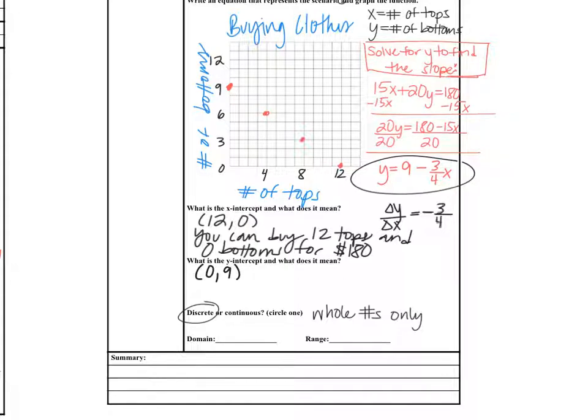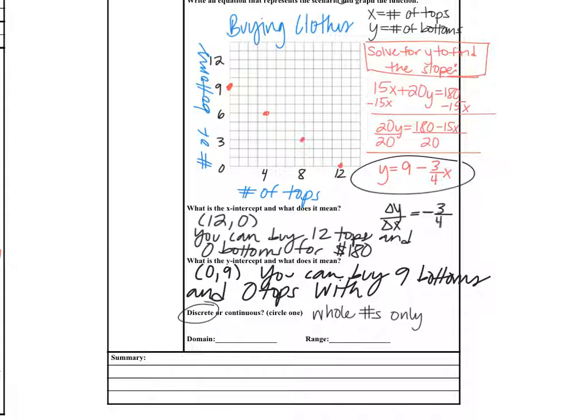Someone tell me the sentence I should write for 0, 9. What does that mean? Connor, can you tell me in a sentence? Yeah, 9 bottoms. So you can buy 9 bottoms and 0 tops with $180. This is discrete, a separate set of points.